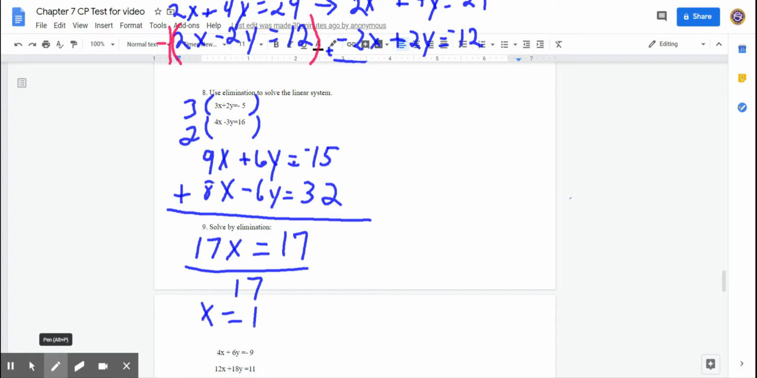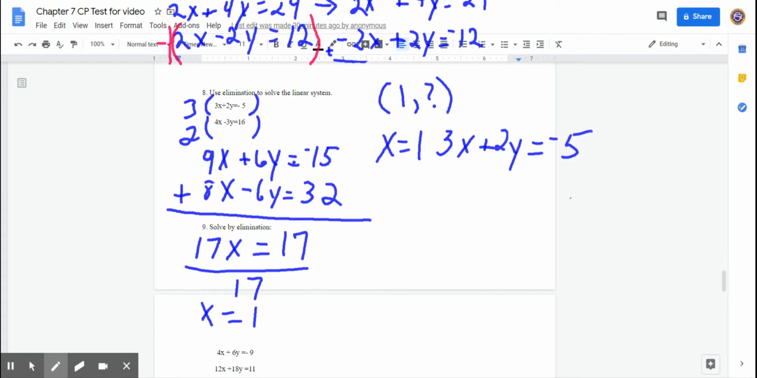Now, what do I need to do? I need to find an ordered pair. What's left to find? My y. So x is 1, and I pick an equation: 3x plus 2y equals negative 5. Now I'm going to plug in or substitute: 3 times 1 plus 2y equals negative 5.